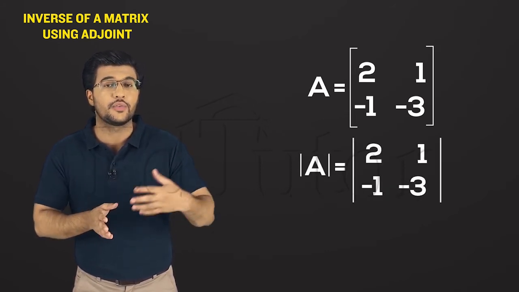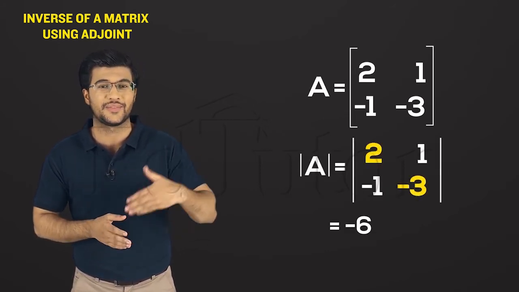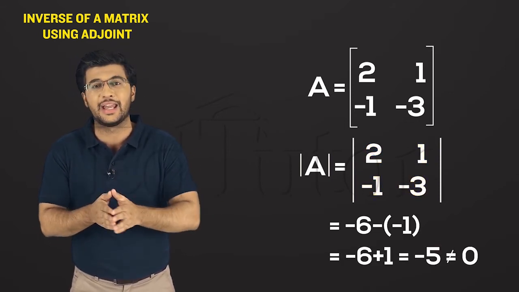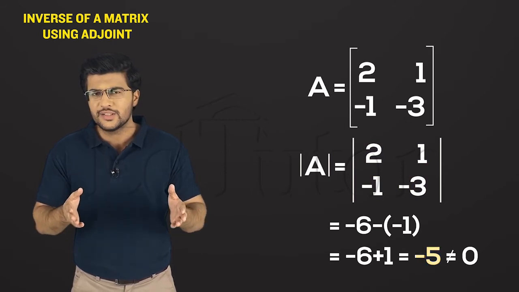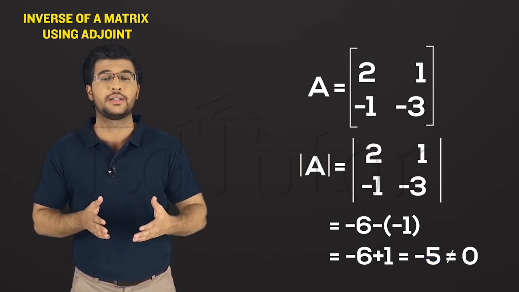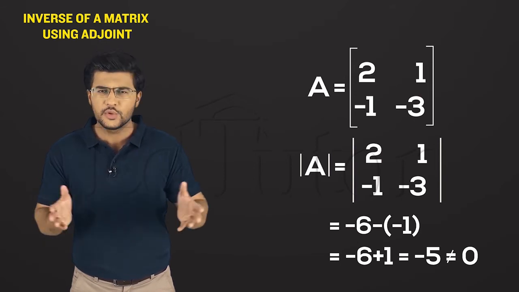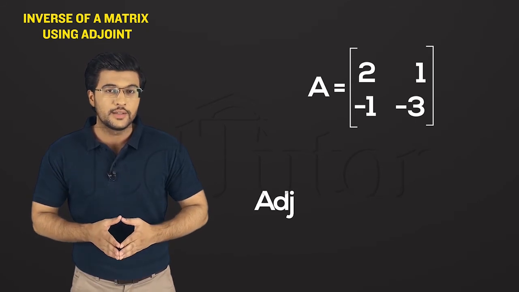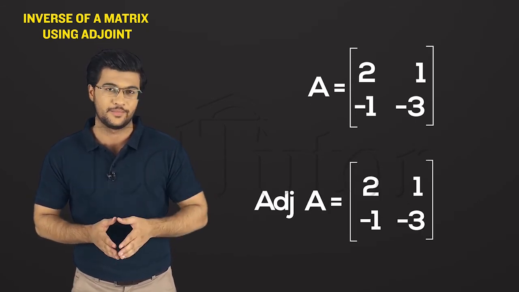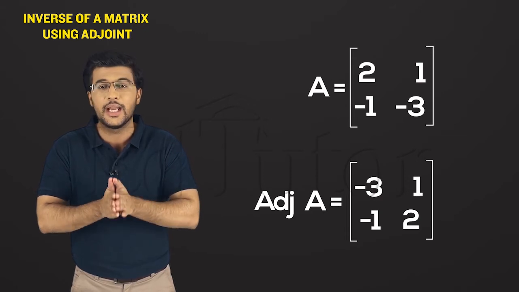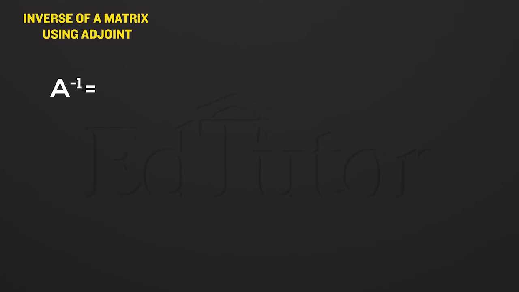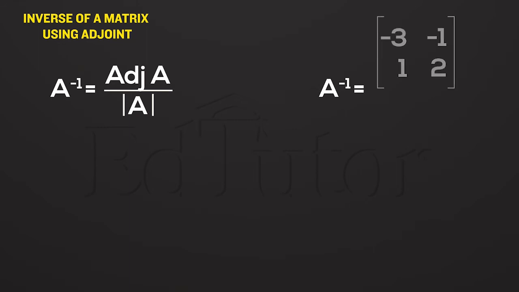Here the determinant of A will be 2 into negative 3 minus 1 into negative 1, and it gives us negative 5. This is not equal to 0, hence the matrix A is non-singular, so we can continue finding the inverse. For the adjoint, take matrix A again, swap the diagonal entries and change the signs of the other entries. Now that we have both the determinant and the adjoint, put them in the formula.